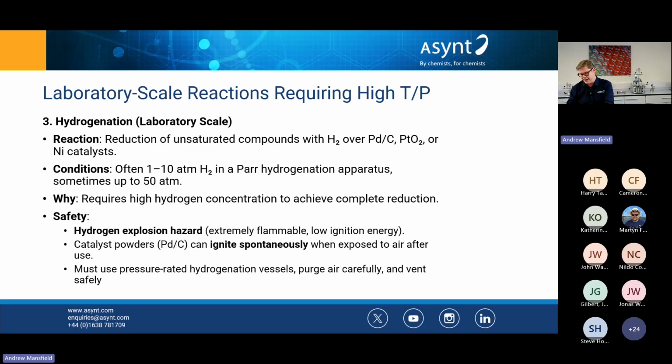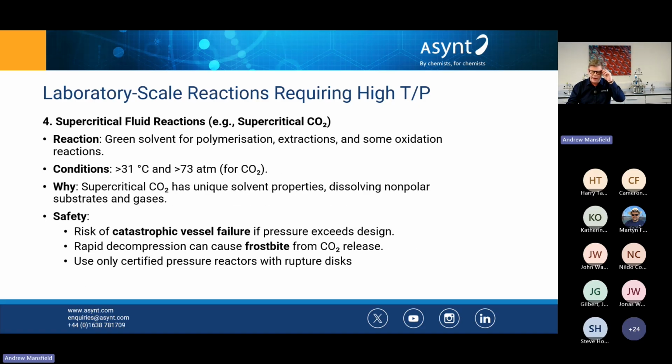Now, the last example here is one that we're going to touch on later, and that's using supercritical fluids. Supercritical fluids are substances at a temperature and pressure above their critical point, with a distinct phase between liquids and gas. These can impart lots of properties. As Steve is going to be speaking about later, it's a very green solvent. We can use this for things like polymerizations and extractions. But again, to get to that supercritical point, we need elevated pressures and often temperatures.